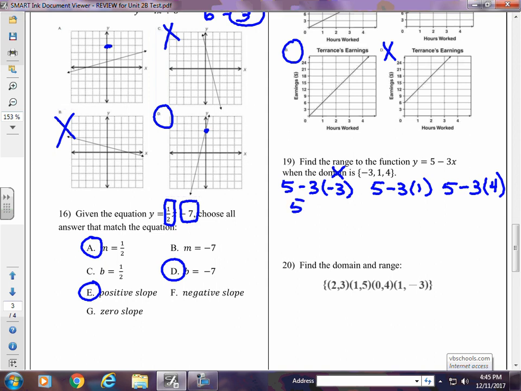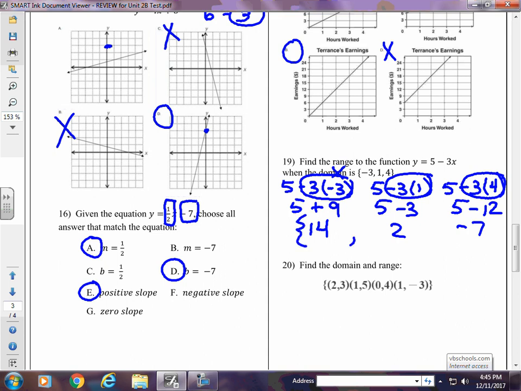All right, so the 5 stays there. This is -3 times -3. That makes a positive 9. 5 plus 9 makes 14. Over here, 5 stays where it is. -3 times 1 is -3, so 5 minus 3 gives you a 2. Then in the back, -3 times 4, so 5 stays, gives you a -12. 5 minus 12 is -7. So now when you get your final answers, you want to put them in braces.